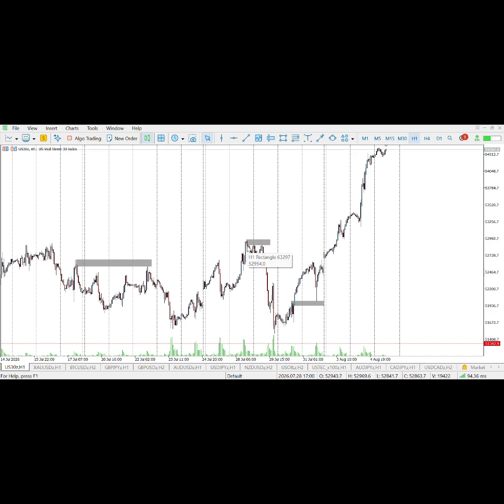We have rally, base, drop. It didn't spend that much time here. And here too, the rally, base, drop. It didn't spend much time here.